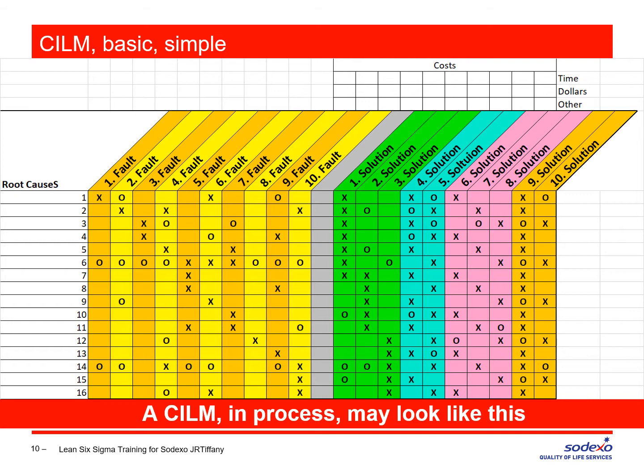And when there's a partial hit on a root cause, you put in an O. Where there's no relationship between the solution and the root cause, leave it blank. You continue developing solutions for each one of the root causes.